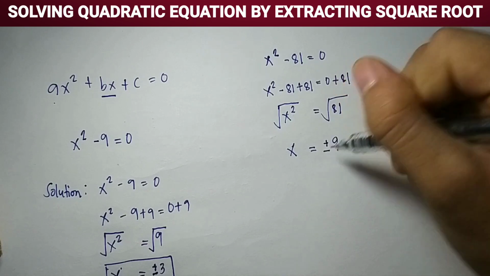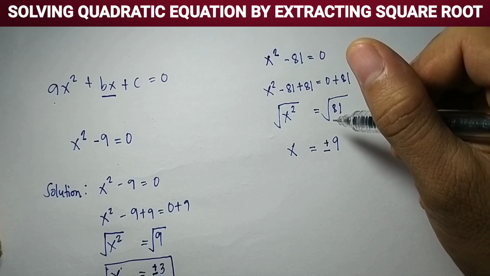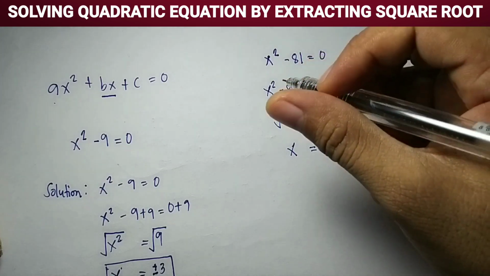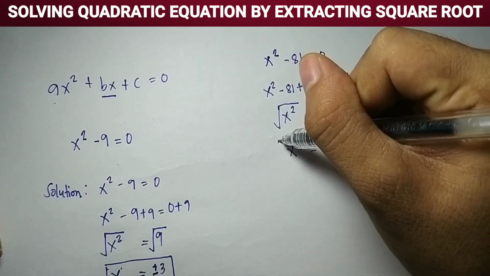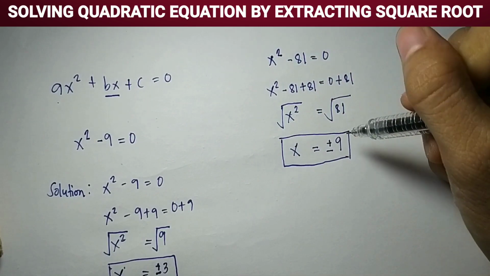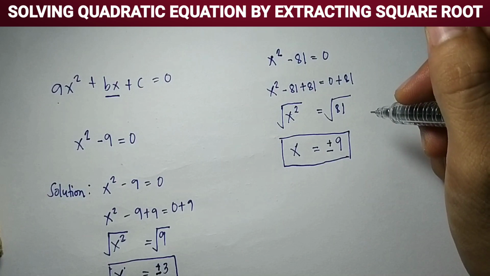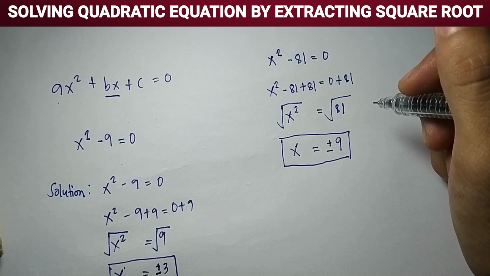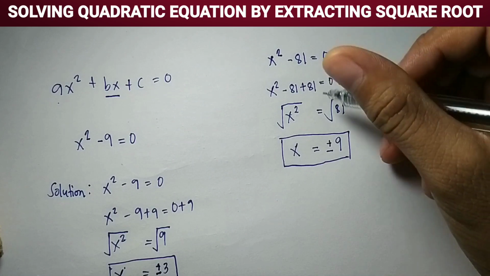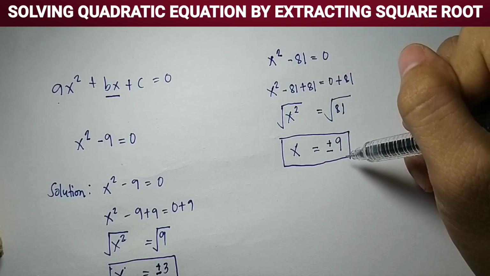Pwede pod og negative 9 kay negative 9 times negative 9 is positive 81. So naa tay solution karon. Ang atong solution are positive 9 and negative 9. By the way, naay laing term sa solution. That is what we call the roots. So the roots of our equation are positive 9 and negative 9.